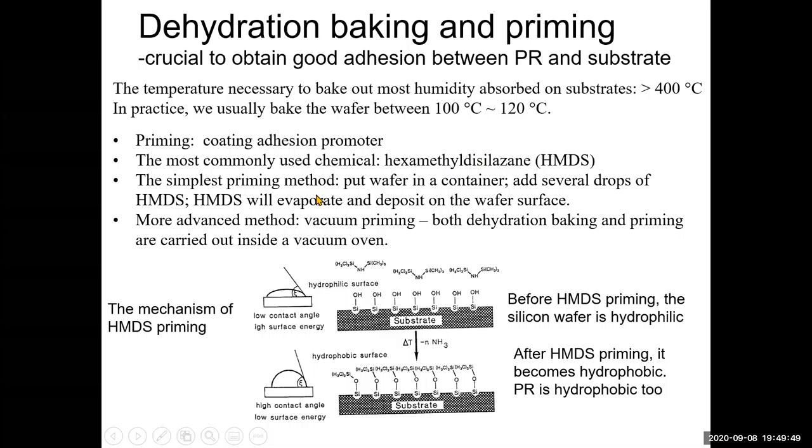A simple way to coat HMDS is to put a wafer, or the silicon wafer, in a container, then add several drops of HMDS, then HMDS will evaporate and deposit on the wafer surface. So it's a very simple setup. A more advanced method is vacuum priming, namely both dehydration baking and the priming, the coating of HMDS are carried out inside a vacuum oven. So this is a more advanced method.